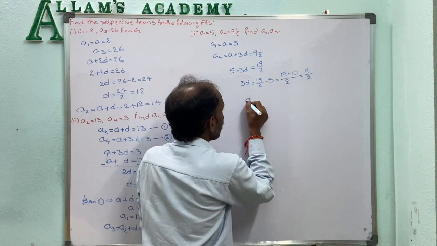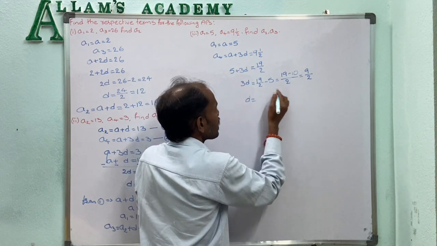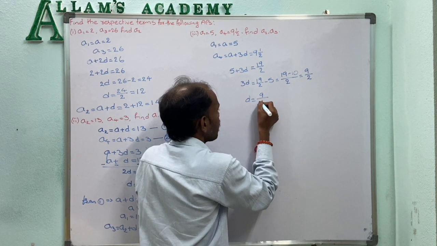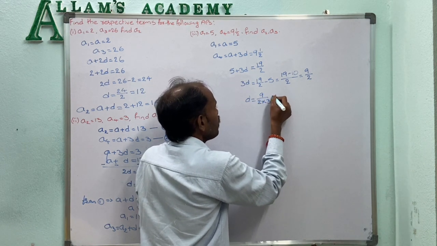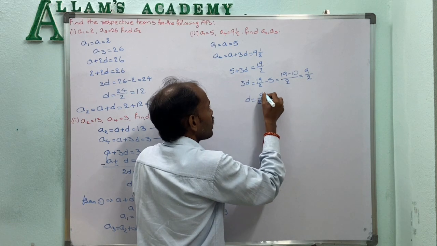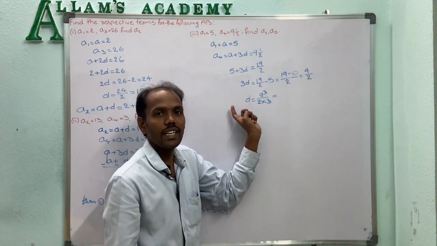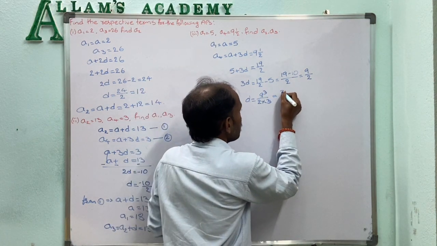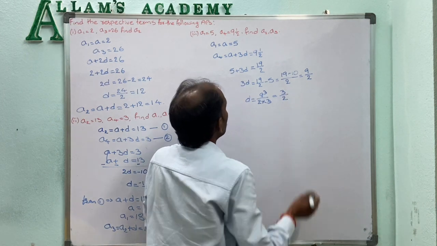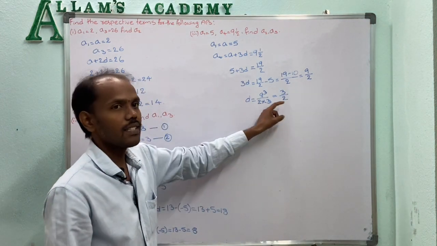Then d equal to, multiplication by 3 transferred to that side becomes division. So 9 by 2 into 3. So 3 ones are 3, 3 threes are 9. So the d value, that is the common difference, is 3 by 2. Here the common difference is 3 by 2.